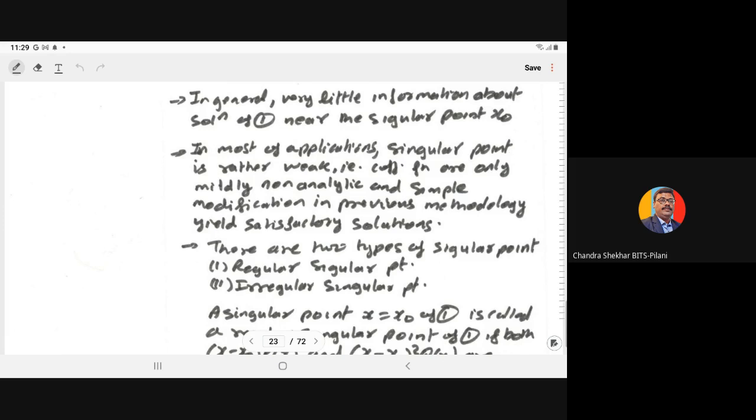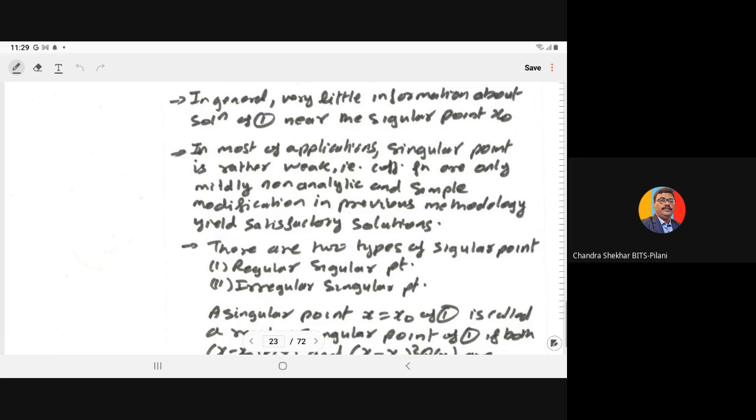So in most applications, the singular point is rather weak. Weak means we can remove it. We have a removable singularity. We can remove the singularity. This singularity is different from the singularity you have studied in complex analysis, Math 2. So here, rather weak means the coefficient functions are only mildly non-analytic. Mildly non-analytic means it can be made analytic, right? It can be made analytic, and a simple modification in the previous methodology yields a satisfactory solution.